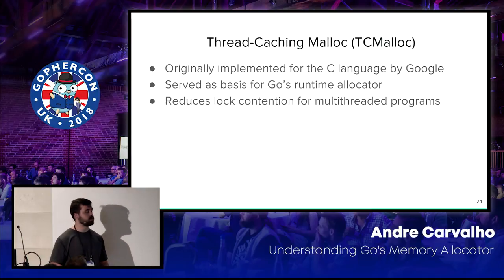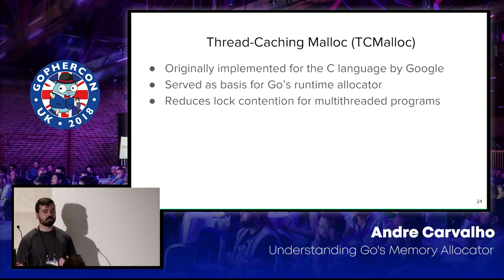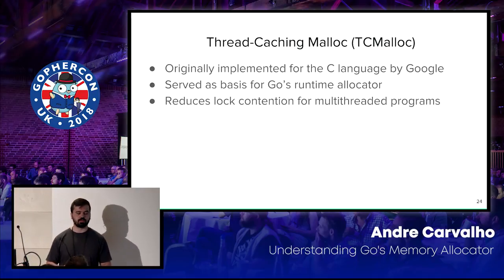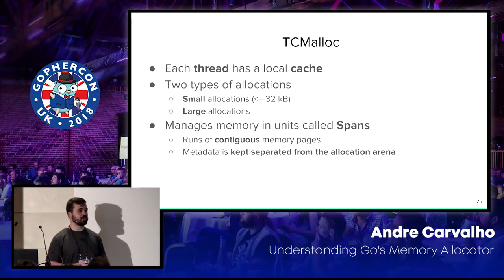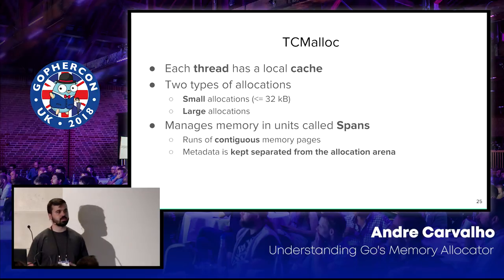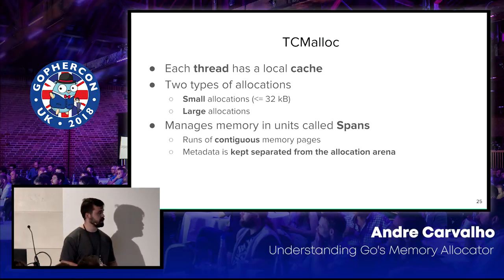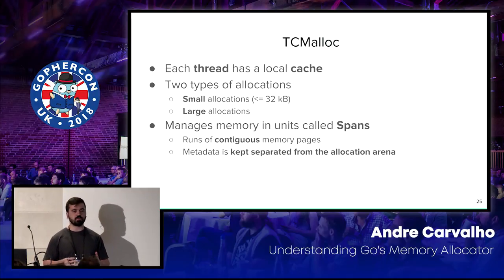TCMalloc, or thread caching malloc, is a memory allocator that was originally implemented for the C language by Google. It serves as a basis for the Go runtime memory allocator, and its goal is to reduce lock contention for multi-threaded programs. In TCMalloc, each thread has a local cache. There are two types of allocations: small allocations, which are allocations with size less than 32 kbytes, and large allocations. And in TCMalloc, memory is managed in units called spans. Each span is a contiguous run of memory pages.